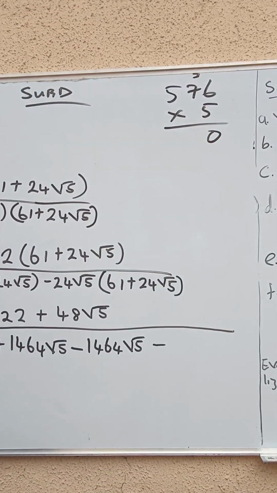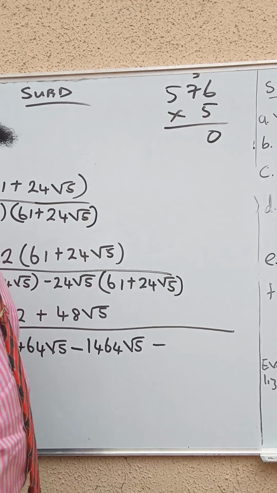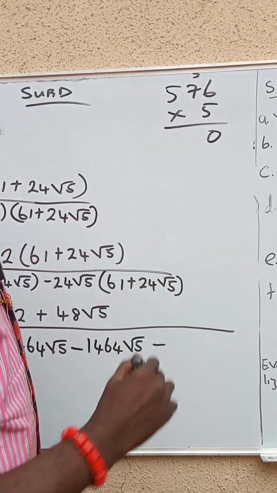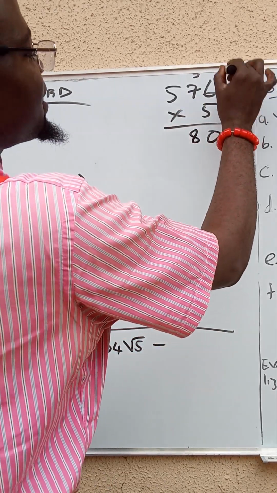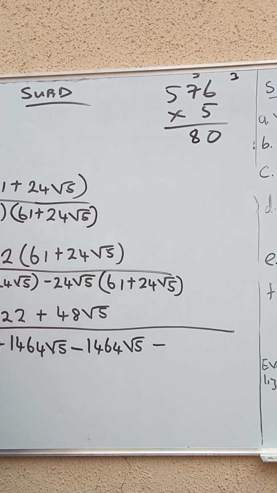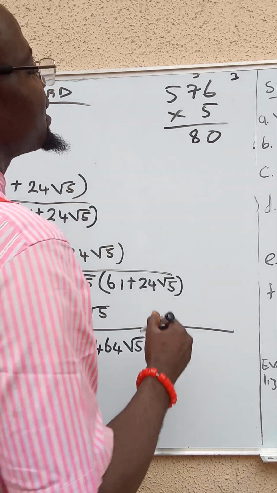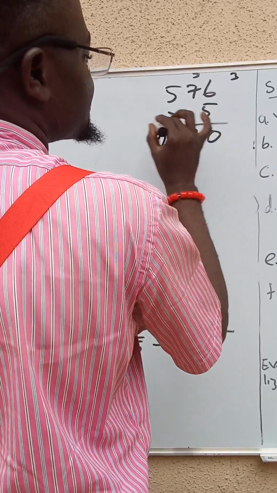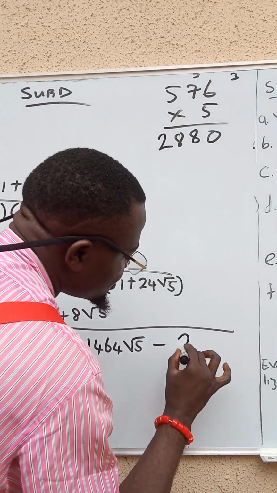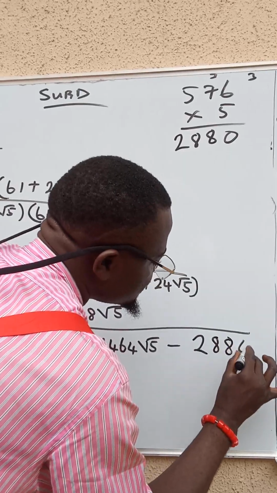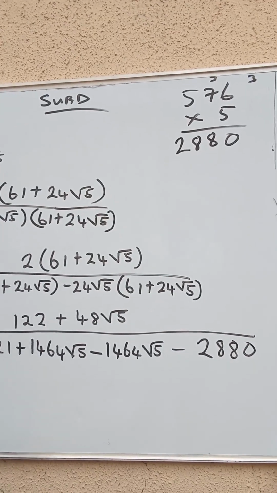5 times 7 is 35. Now 35 plus 3 will give me 38. Write the 8, carry 3. 5 times 5 is 25. 25 plus 3 is 28. So you have 2,880. 2,880. Now look at it here.